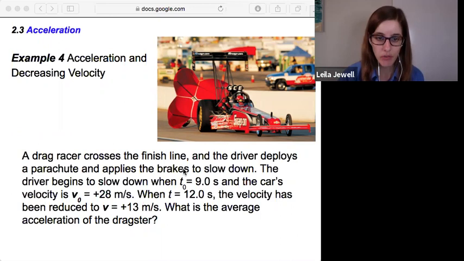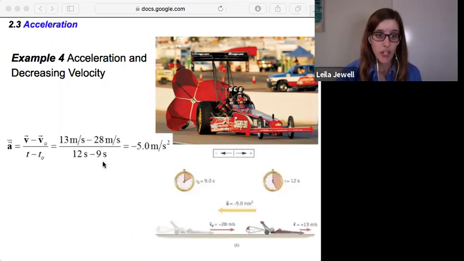So if we use these 4 numbers that are given to us with the variables as assigned and plug them into our average acceleration equation, we'll find that we have 13 meters per second, our final velocity, minus our initial velocity of 28 meters per second. Notice we're going to get a negative sign here. We have a smaller number minus a bigger number. In the denominator, it's 12 seconds minus 9 seconds because time continues to move forward. So this is usually positive. So this tells us our acceleration is negative. And if you do the math, it should come to a negative 5.